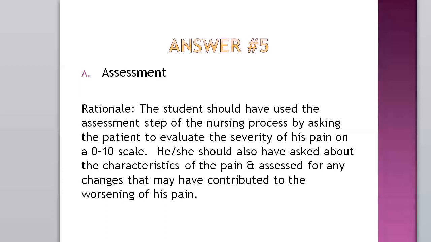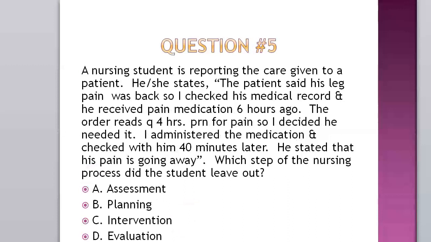As we looked at that scenario, the student did not really make a med error. If we go back to that question, we can see that the order was that the medication be given every 4 hours PRN for pain. The patient had it 6 hours ago, so it was in the correct time frame, and we would assume that the student gave the correct dosage. It's not that there was an error made, but really it would have been necessary.